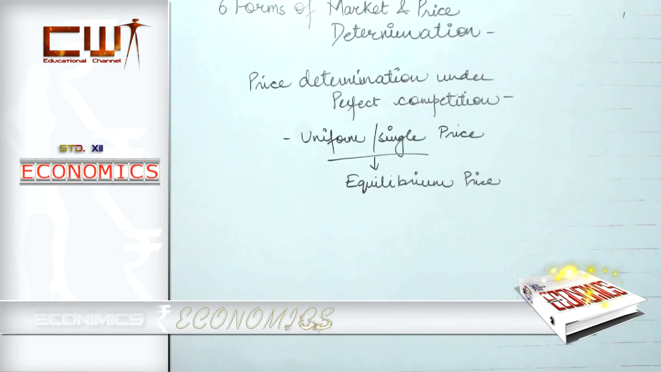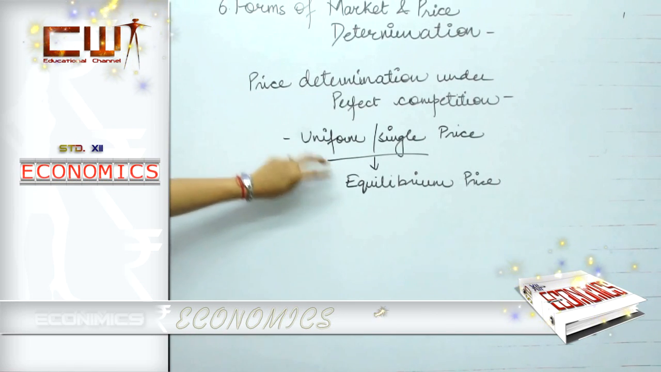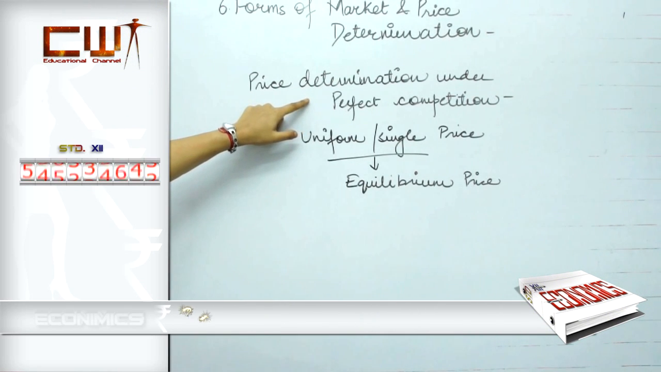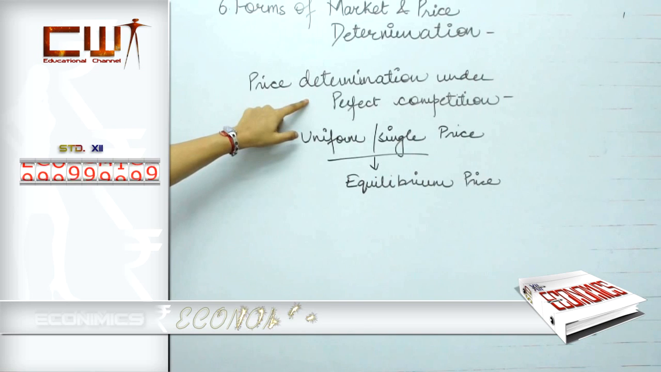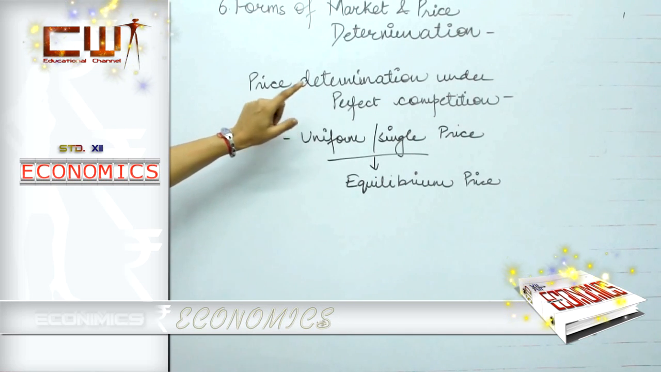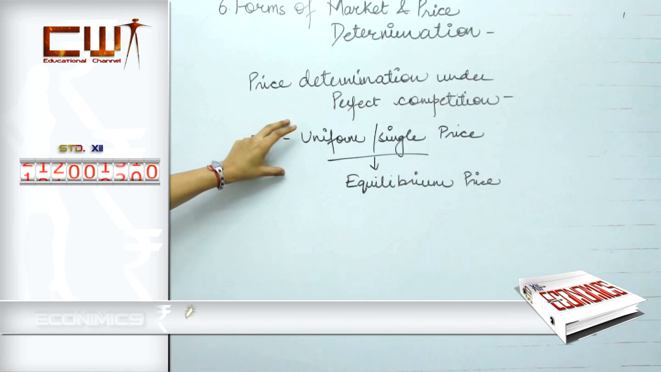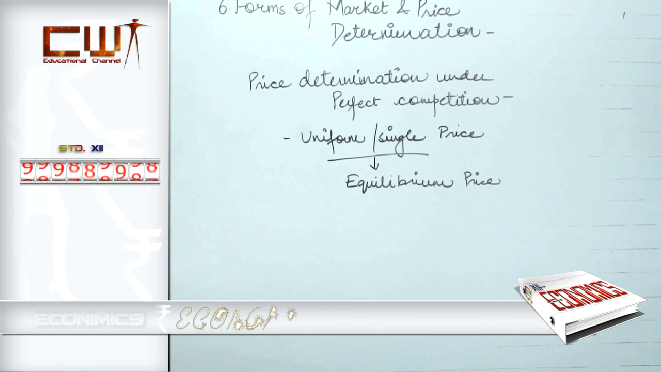Under perfect competition, price is determined by the interaction of the market forces of demand and supply. Sellers want to sell their products at the highest possible price, and buyers want to buy the goods at the lowest possible price. Price is determined where the market forces of demand and supply interact. The price at which demand is equal to supply, where exchange takes place, is known as the equilibrium price.